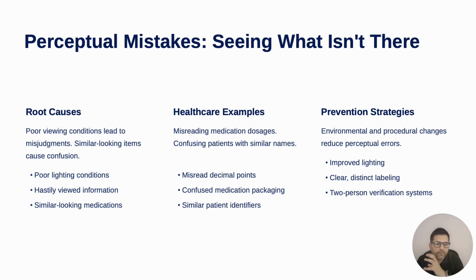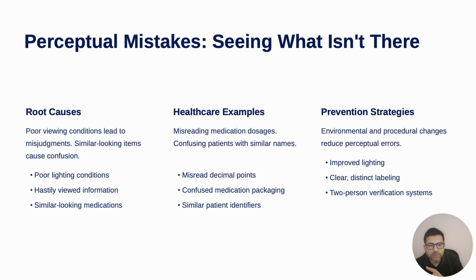So one is of course attentiveness. This might sound a little bit obvious, but consciously slowing down and focusing, especially during critical tasks like medication preparation or patient identification. Another is adequate lighting and clear labeling. Simple environmental fixes can make a huge difference. Let's say in a medication room in your ward, if you just have proper lighting, it will ensure that the labels are clear and can be read in a clear way.